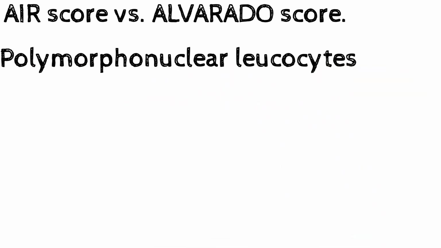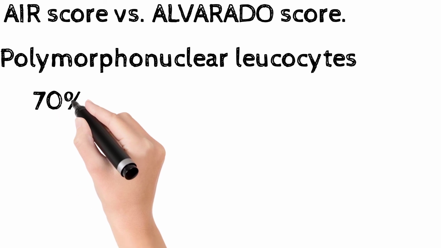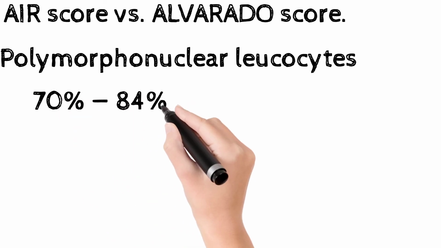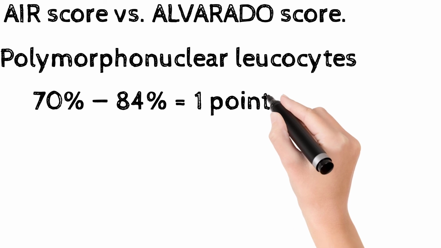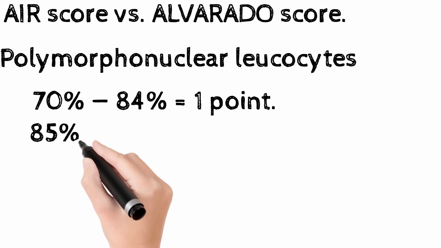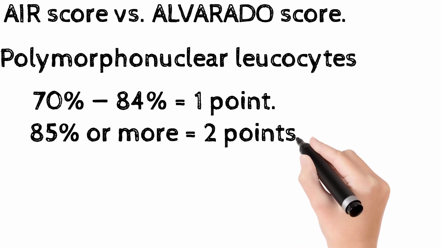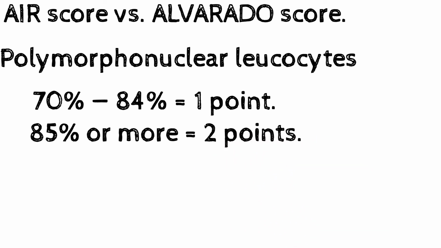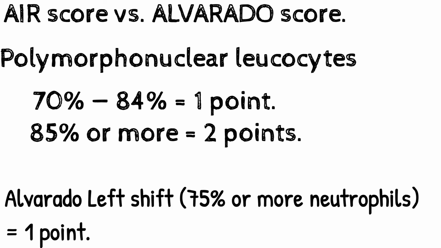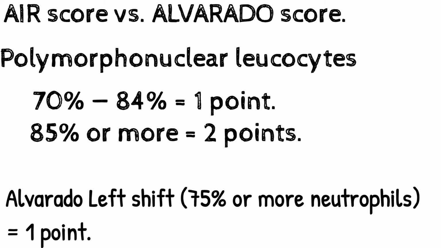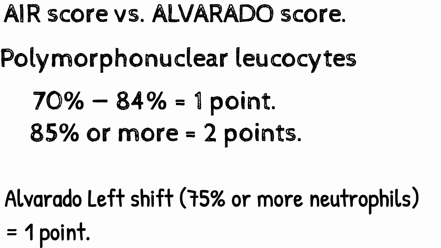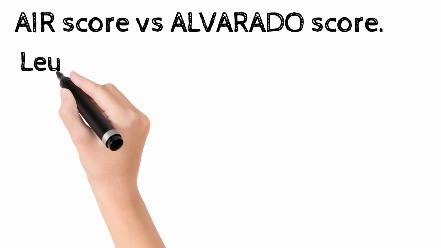The polymorphonuclear leukocyte predominance is differentiated in the AIR score. So polymorphonuclear leukocyte predominance of 70% to 84% in the peripheral smear is given 1 point, and 85% predominance in the peripheral smear is given 2 points. I'm still talking about polymorphonuclear leukocytes in the AIR score. In the Alvarado score, left shift was given 1 point and defined as 75% or more neutrophils.